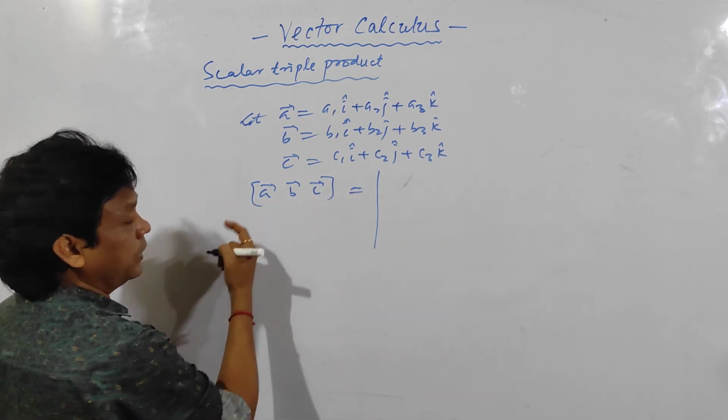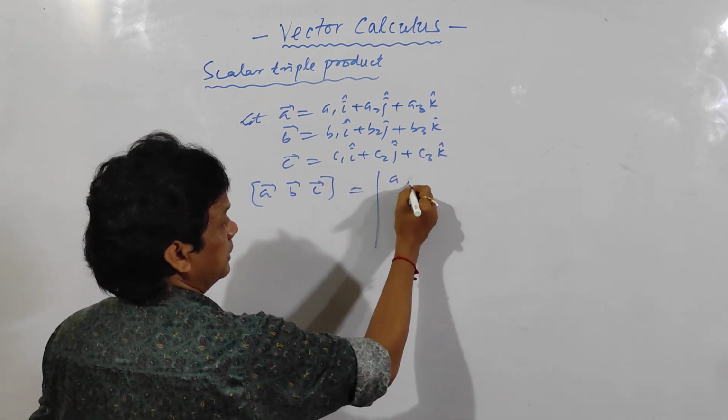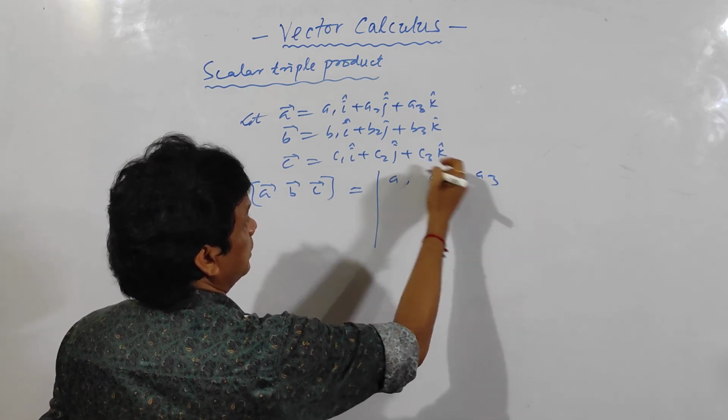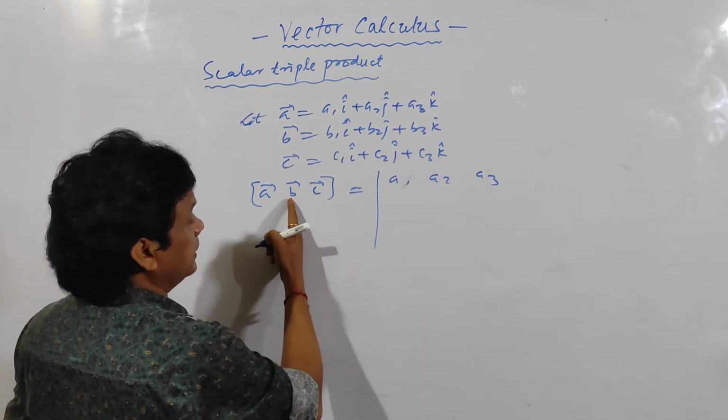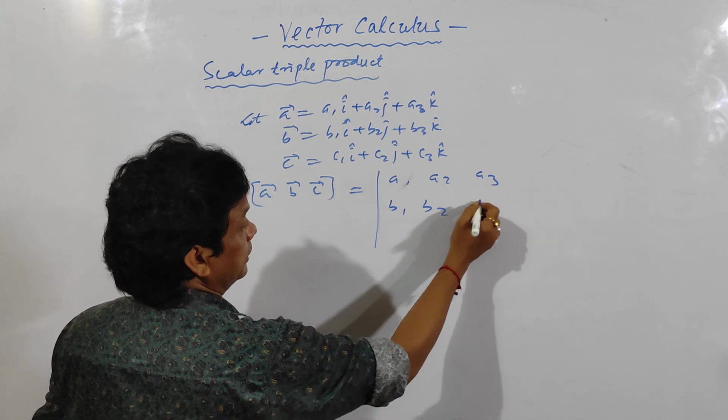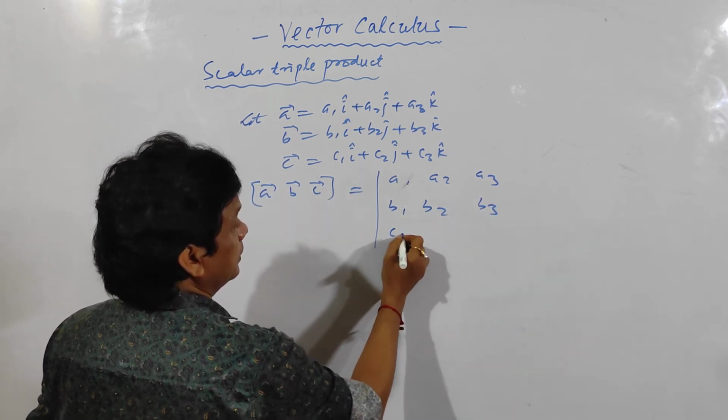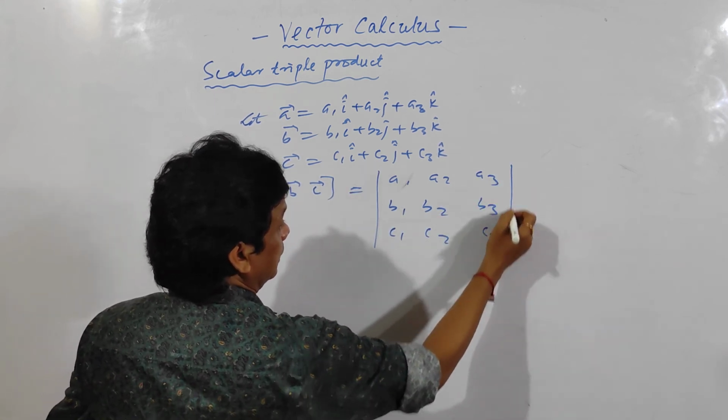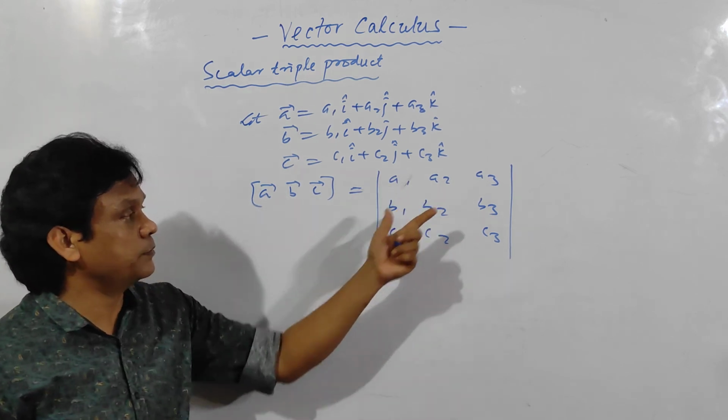First of all, you have A. That means A1, A2, A3. Write the coefficients of i, j, k of the A vector. Then it is B, so B1, B2, B3. Then it is C: C1, C2, C3. Determinant. So you can expand the determinant.